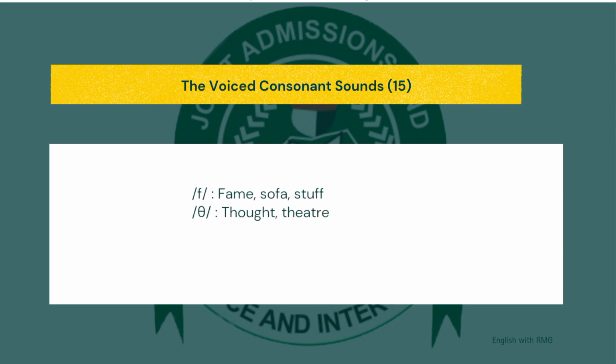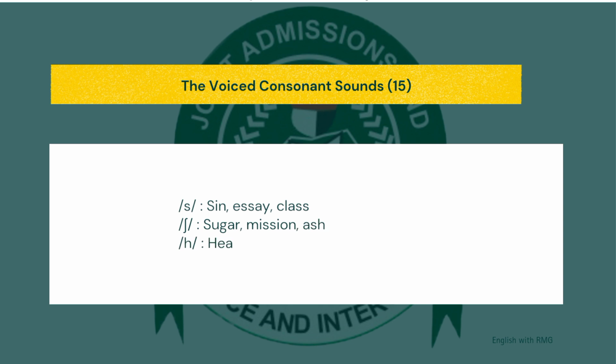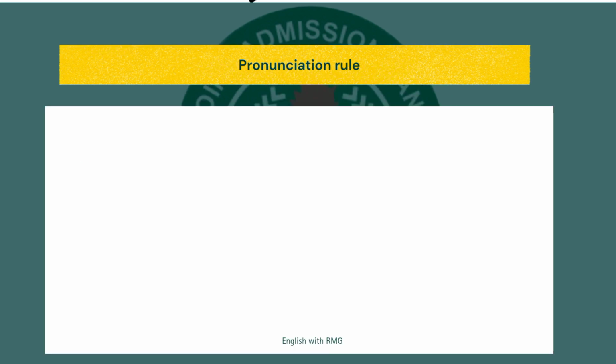We have Th, as in thought, theater, author. We have Ch, as in chew, mischief, watch, etc. We have S, as in sin, essay, class. We have Sh, as in sugar, mission, ash. We have H, as in hat, head, etc.